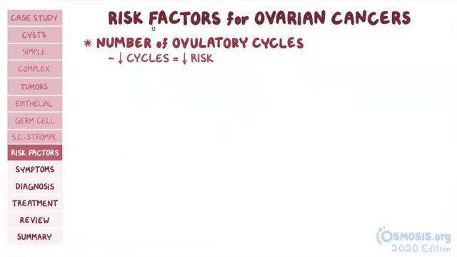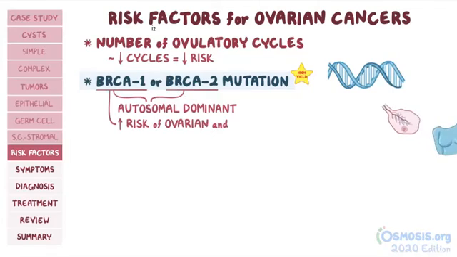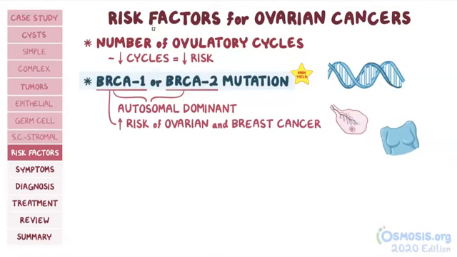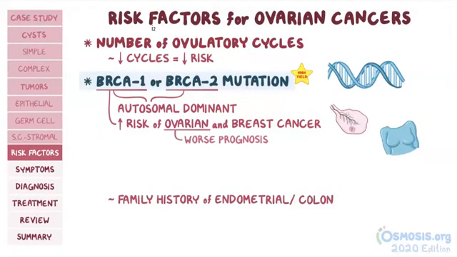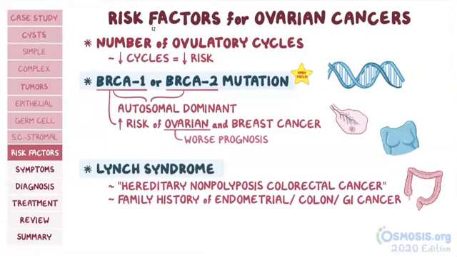For your exams, remember that there's genetic predisposition if BRCA1 or BRCA2 mutation is present. Both of these genes are autosomal dominant. Individuals who have BRCA1 type mutation have an increased risk of both ovarian and breast cancer. But remember that ovarian cancer is usually the one with the worst prognosis. For your exam, a family history of endometrial cancer, colon cancer, or other gastrointestinal cancers can be a hint for an autosomal dominant disorder, known as hereditary non-polyposis colorectal cancer, or Lynch syndrome, where there's also a higher risk for developing ovarian cancer.